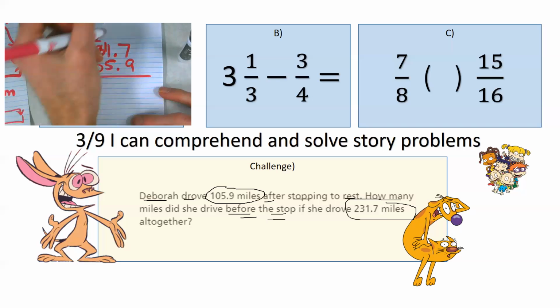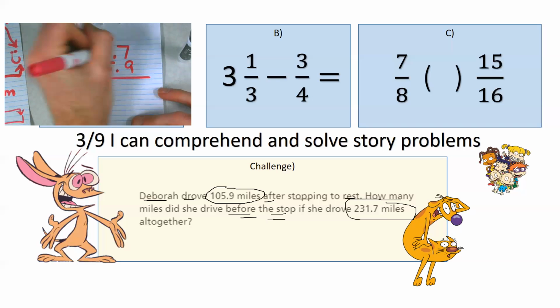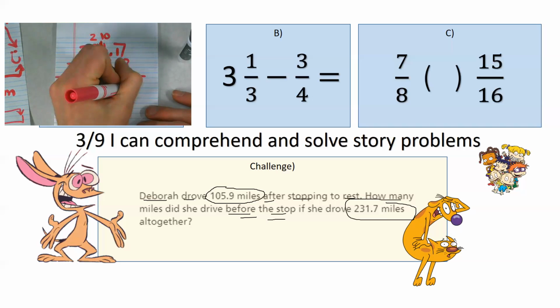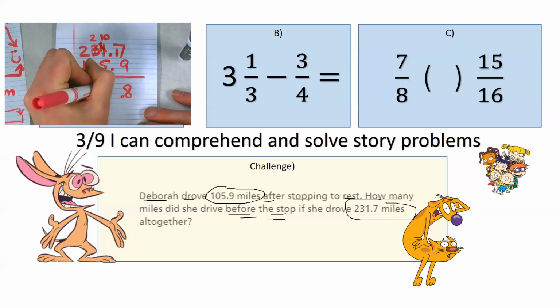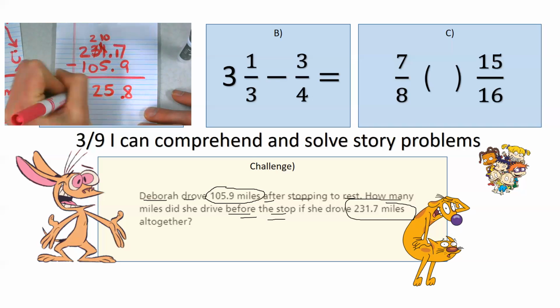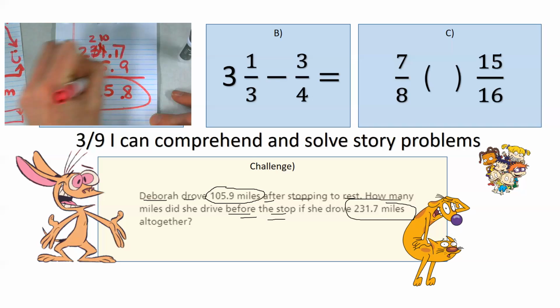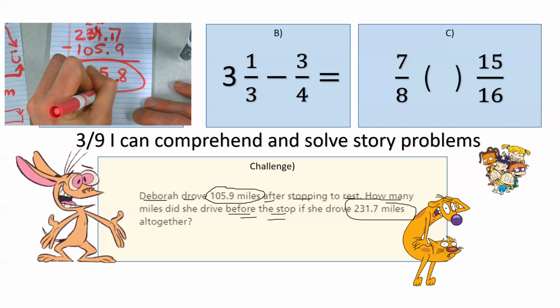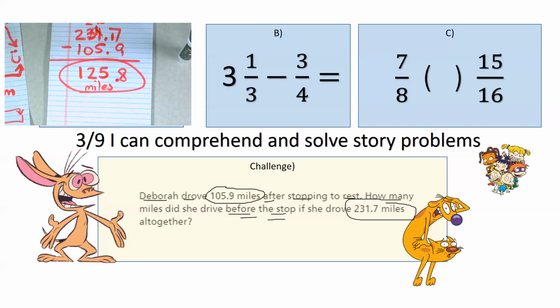Now I have 11. I need to borrow one of those. Now I have 17. 17 minus 9 is 8. 10 minus 5 is 5. 2 minus nothing is 2. And 2 minus 1 is 1. So your answer is 125.8 miles. And that is the challenge question.